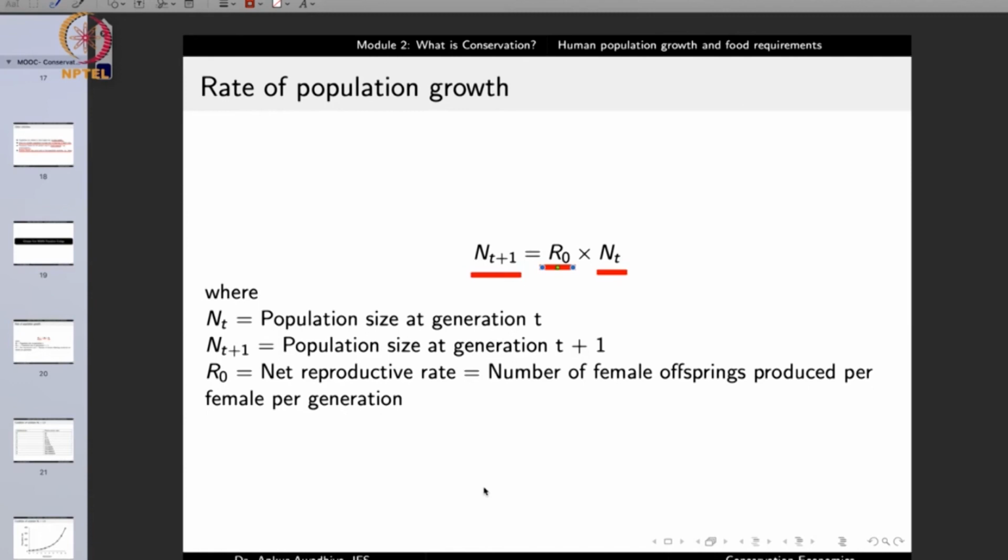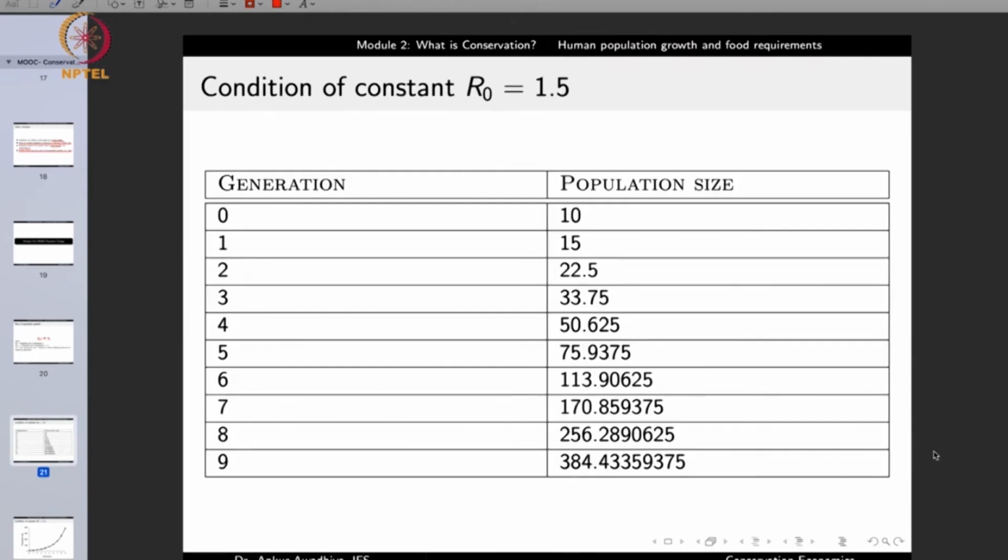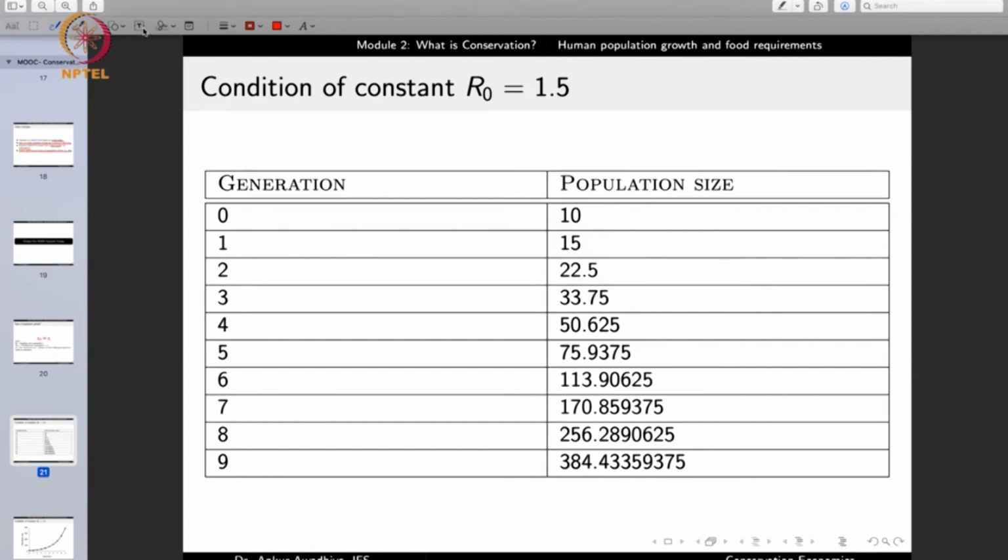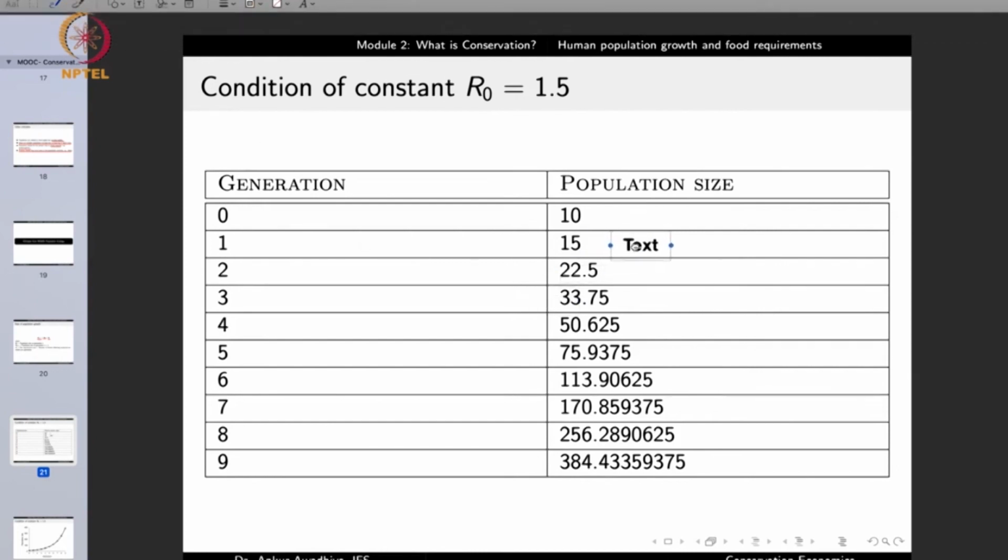N at time t plus 1 is equal to R naught into N at time t, which is the geometric progression. Now, if we take any constant R naught, say R naught of 1.5, we'll find that the population increases and the rate of increase increases with every generation. So, from the zeroth generation with a population size of 10, in the first generation we have a population size of 15. So, there is an increase of 5 here. Now, from the first to the second generation, there is an increase of 7.5. So, let us write it here. So here the increase is 5.